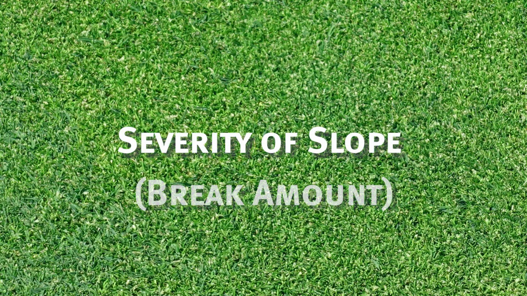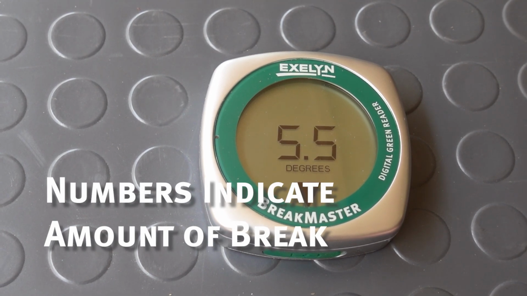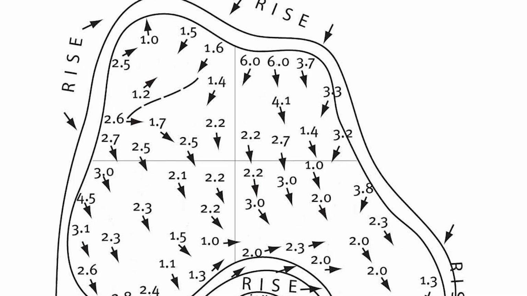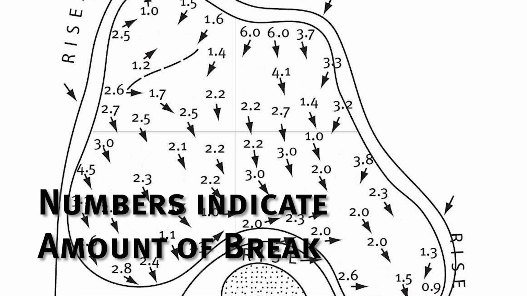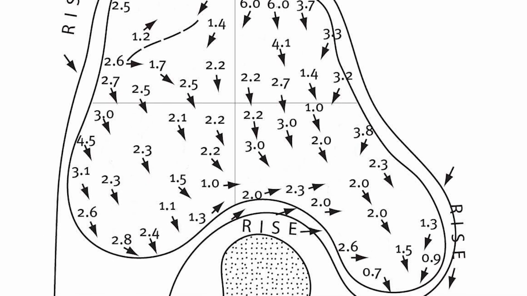The second factor of the break is the severity of slope, which the BreakMaster shows in degrees via the numerical readout. The higher the number, the greater the slope. While in many cases it's possible to see the general slope direction, seeing the severity or the amount of slope is nearly impossible. You can see that the amount of slope can change a lot over the area of the green.